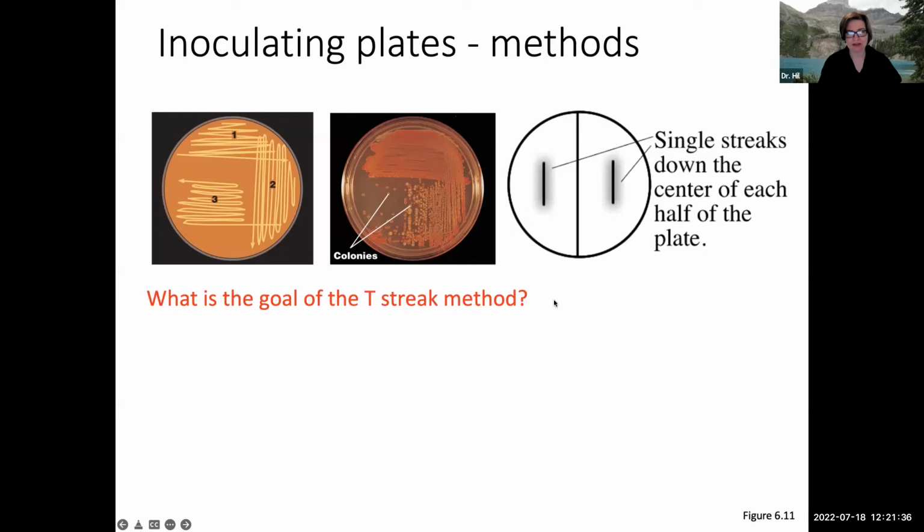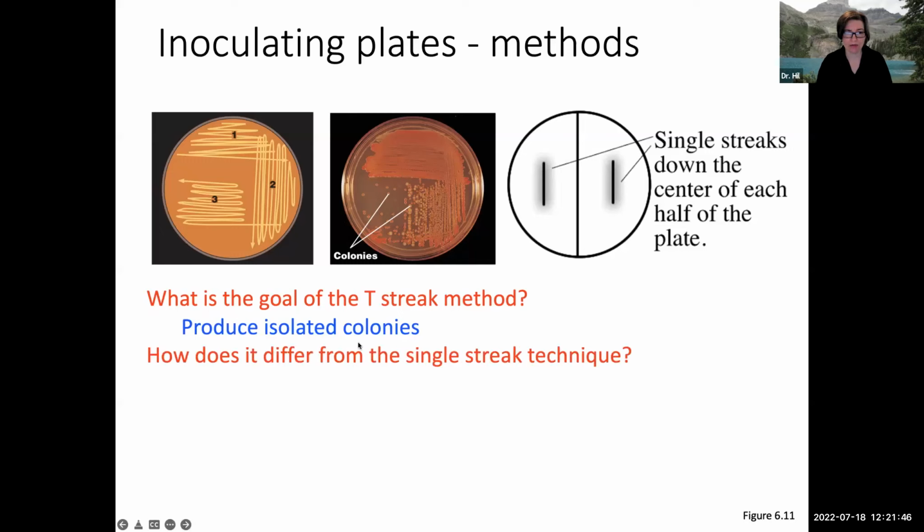That's right. It is to isolate colonies, either to purify a culture from a mixed culture or to maintain a pure stock that we already have. Either way, we're trying to produce isolated colonies. In the single streak technique, we just take an inoculum of an already pure culture and streak it down. We're not trying to get single colonies. We're going to cause a line to grow. We don't care about individual colonies because we're assuming that our starting material is pure.